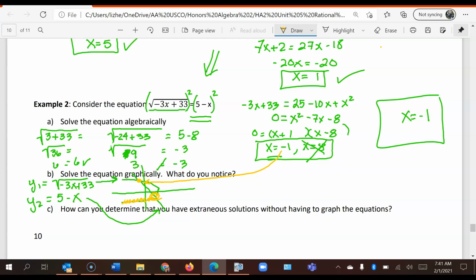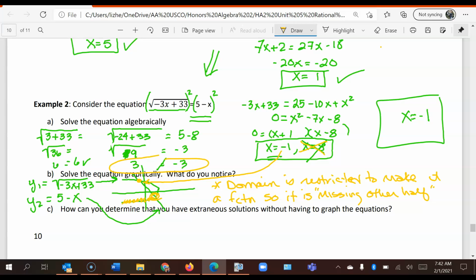Cool? So what you want to notice here is that the domain is restricted to make it a function. So it is, quote, missing the other half, which we found right there. It doesn't work. We toss that answer out, and the bottom half of the equation doesn't work. So if you solve this equation algebraically or graphically, you're going to get the same answer. Cool, huh? All right, C.